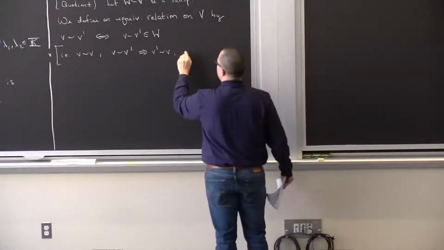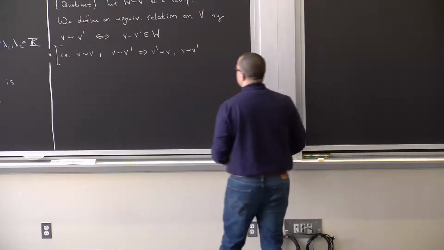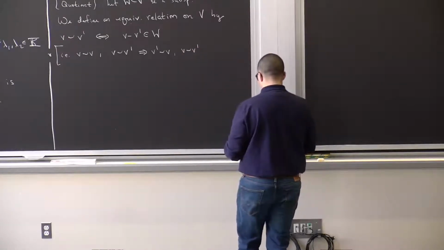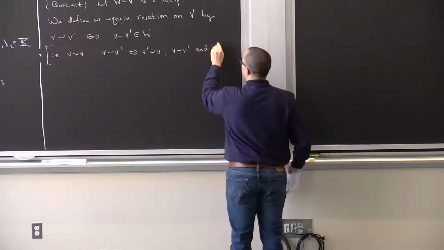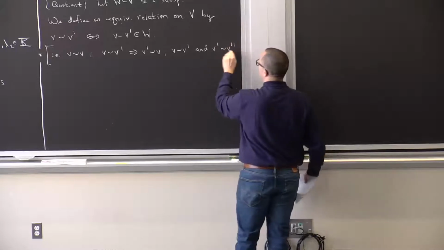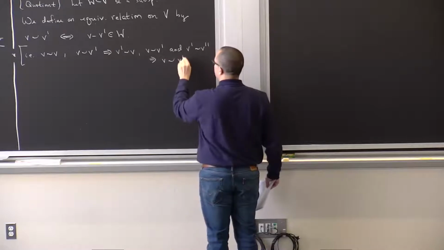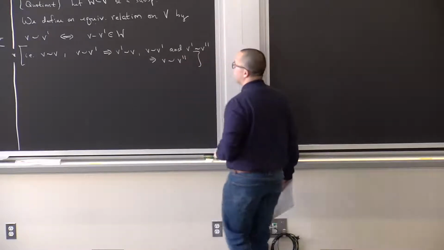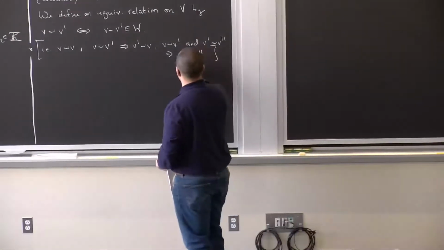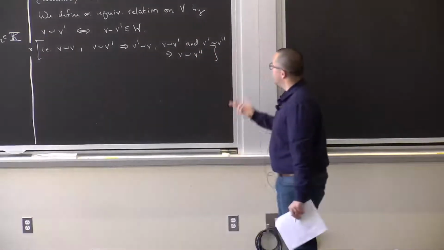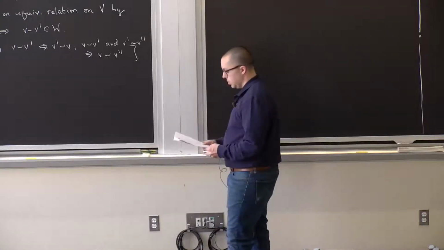If V is related to V prime, then this implies V prime is related to V, simply because if V minus V prime is in W, then its negative is also in W. So this is symmetry. And then we also have transitivity, that if V is related to V prime and V prime is related to V double prime, then V is related to V double prime. Okay? Just simply take V minus V double prime and add and subtract V prime. Then you obtain the sum of two elements in W, which must be in W. So this is an equivalence relation.